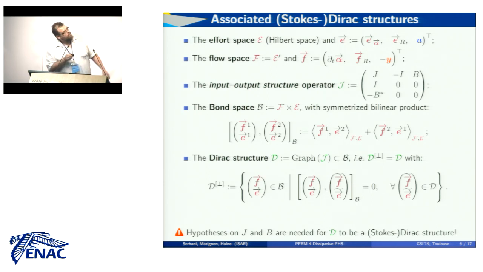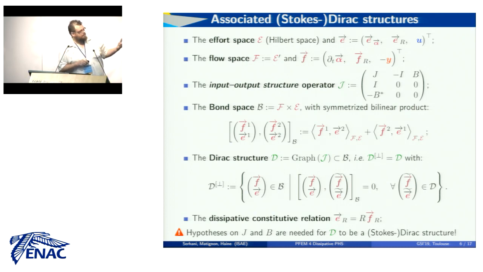And of course, since I add two unknowns and only one equation in J, I must add the dissipative constitutive relation, which may appear as the operator R. So we kick the dissipation out of the structure we want to preserve.